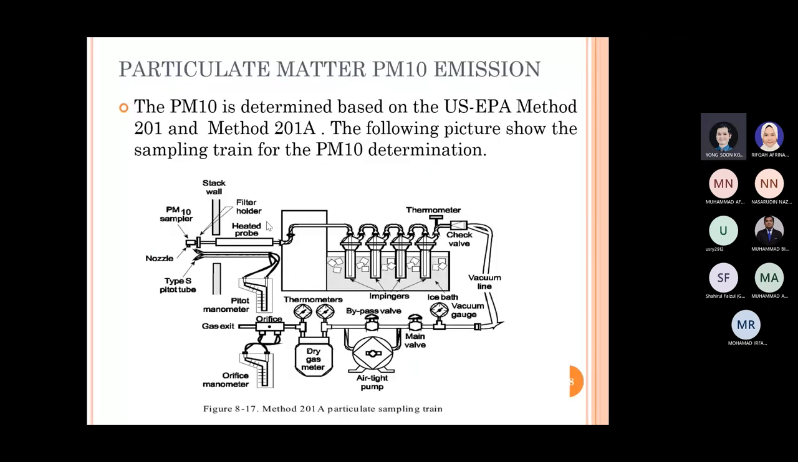So this one, the particulate matter PM10 emission can be measured more or less the same way as you can see right here. And they look very similar to method 17, except that at the nozzle you have a PM10 sampler with the filter. So what differentiates between PM and PM10 is a filter. Maybe they use a smaller aperture, smaller pore size filter to be installed here. And the same thing goes. It's the same sampling train, I will call it.